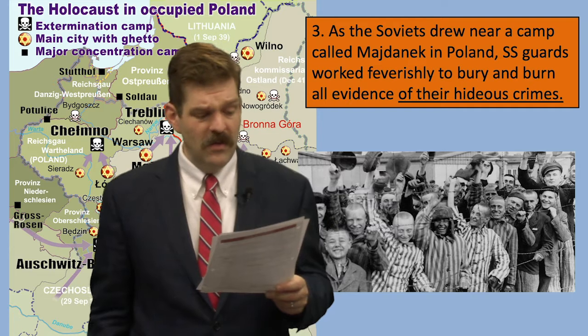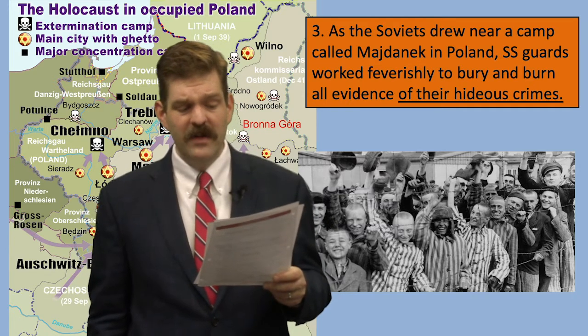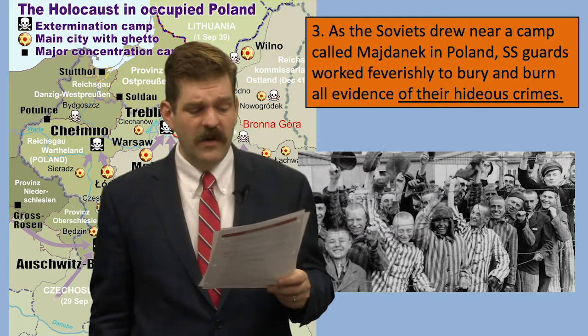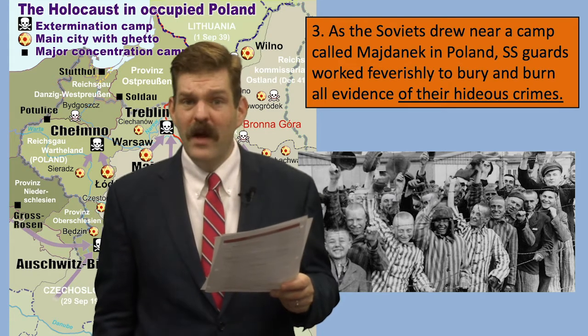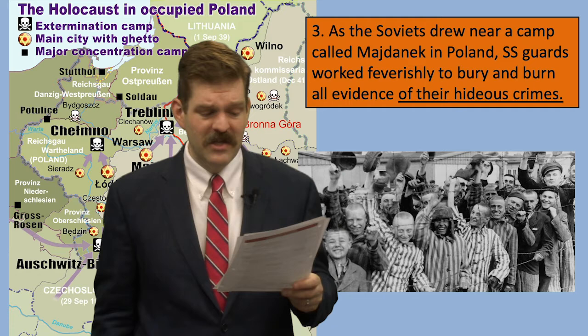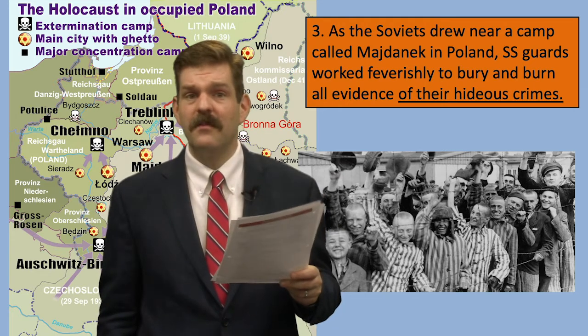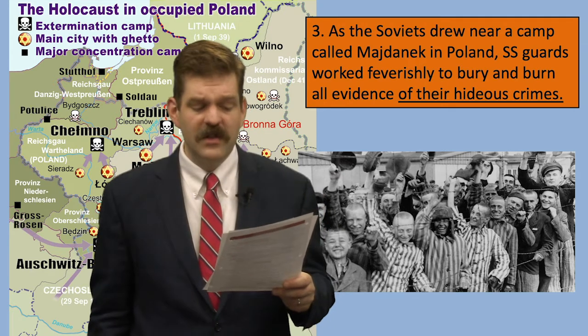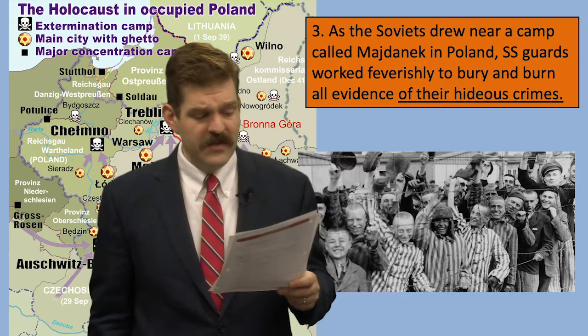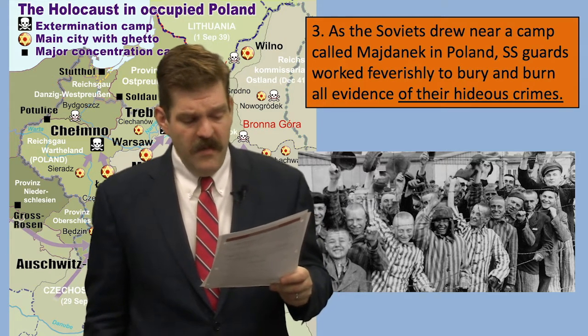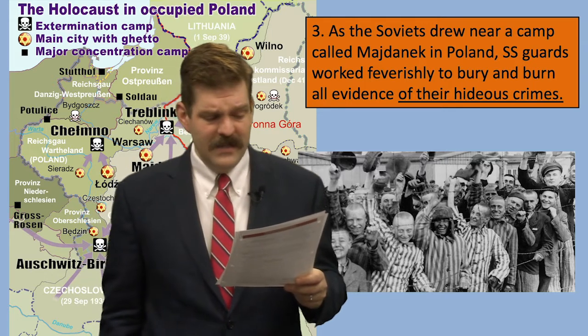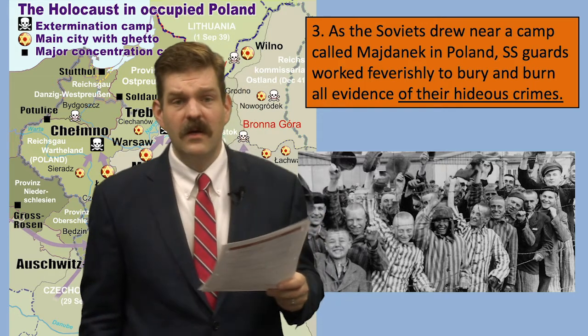As the Soviets drew near a camp called Majdanek in Poland, SS guards worked feverishly to burn and bury all evidence of the hideous crimes. But they ran out of time. When the Soviets entered Majdanek, they found 1,000 starving prisoners, barely alive, the world's largest crematorium, and a storehouse containing 800,000 shoes. The Americans who later liberated the Nazi death camps in Germany were equally horrified.